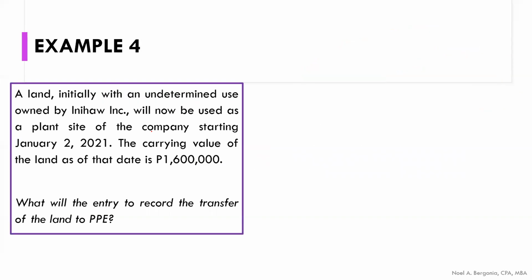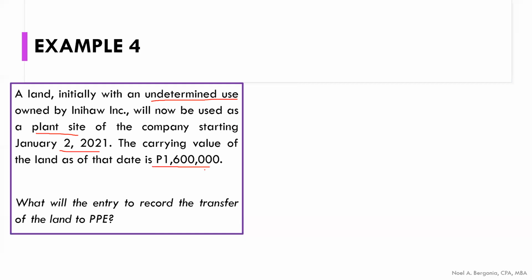Okay, so let's have example number 4. So we are asked to record the transfer of the land to property, plant, and equipment. So a land daw initially with an undetermined use owned by Inihaw Incorporated. Okay? Initially, undetermined yung use niya, so that's investment property, will now be used as a plant site. So magiging PPE na siya kasi it will be used for construction of plant for the company starting January 2, 2021. Okay, so the carrying value of the land as of that date was 1,600,000.